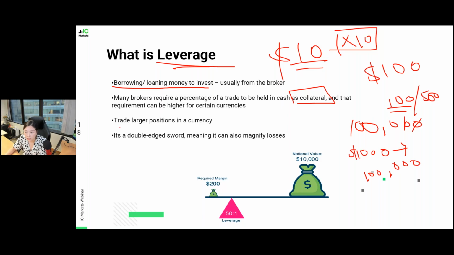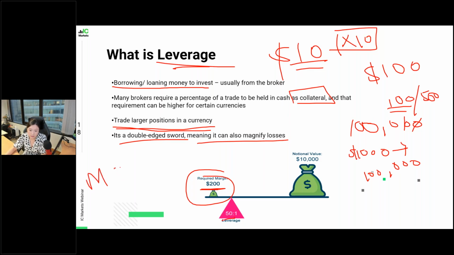Technically you trade larger positions in any currency, but it also means that you get stopped out faster than a normal 1-to-1 ratio. I will show you later on. It's a double-edged sword, meaning it also magnifies your losses. So the required margin is only $200 because your leverage is 50. Margin and leverage come hand in hand, right? For example, your required margin is $200 with a leverage of 50.